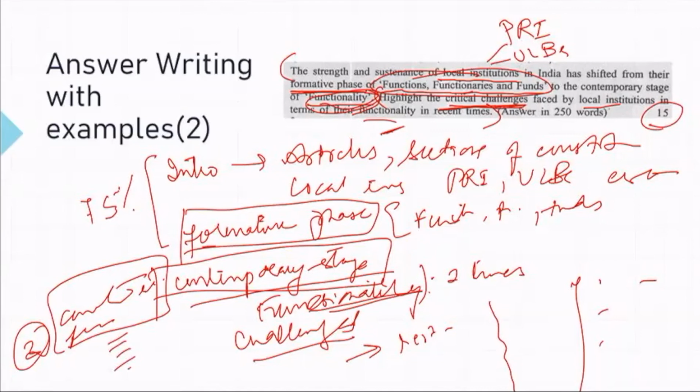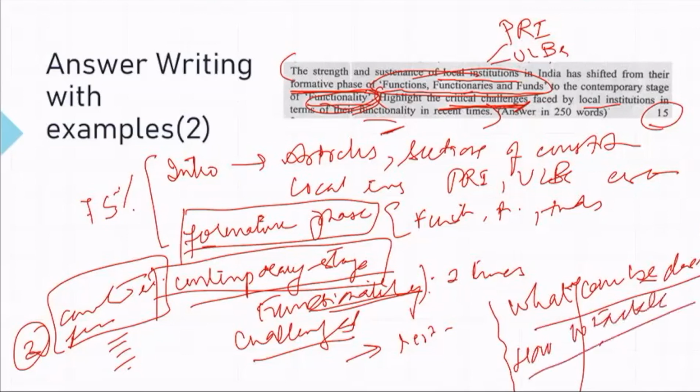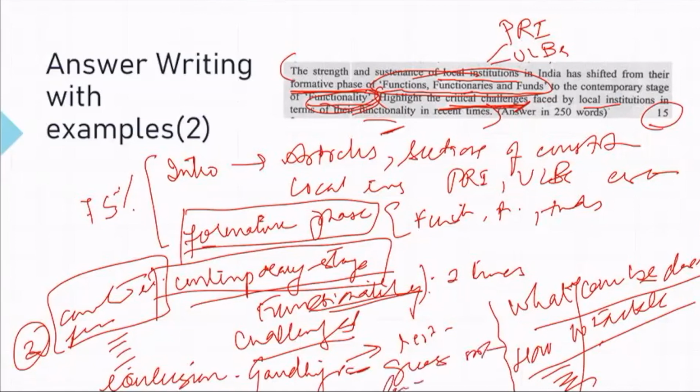Since they have asked you the challenges, the problem, now you are supposed to write the solution. What can be done? How to tackle it? Here you will give your points to resolve this problem. This will make your question comprehensive. And in the conclusion, you will write a good thing. You can mention Gandhiji's saying that real governance is grassroots level governance, right? This will make your answer very comprehensive.